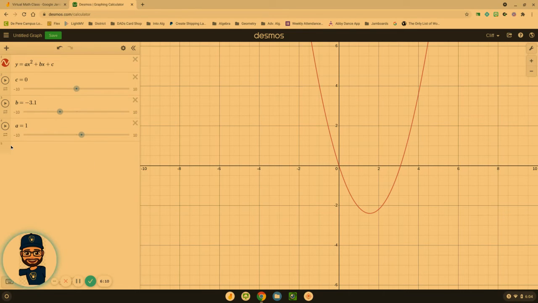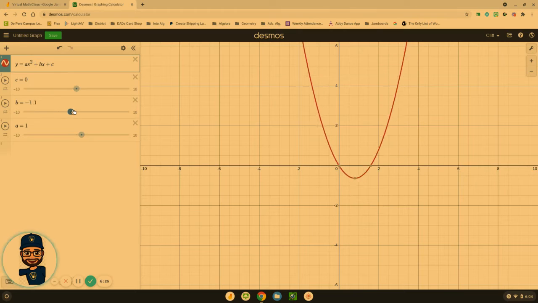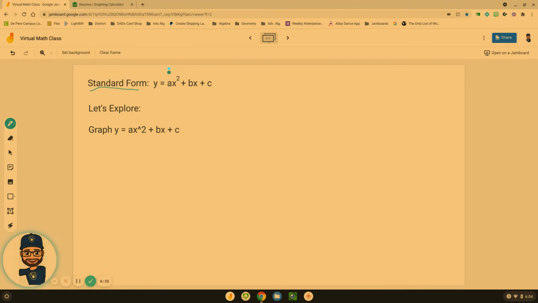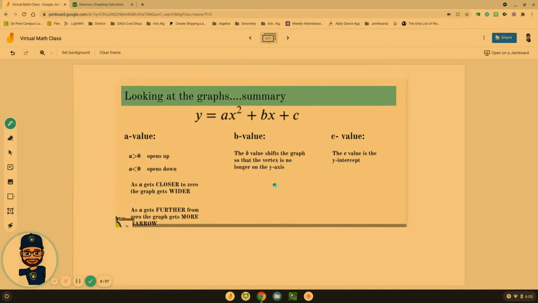Now, we're going to learn about exactly how to calculate that in another section, but the idea here is that this B value takes our vertex and shifts that vertex left and right. So that's the main idea behind the B value, moving it left and right. I can move it up and down with the C value, but I could also move it left and right with the B. So don't be afraid to play around with it and see what happens, okay?